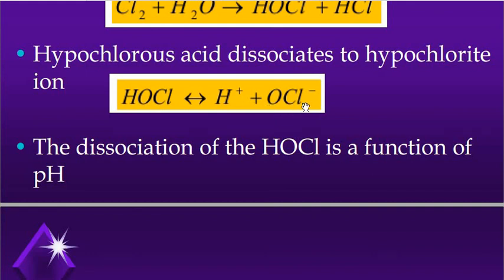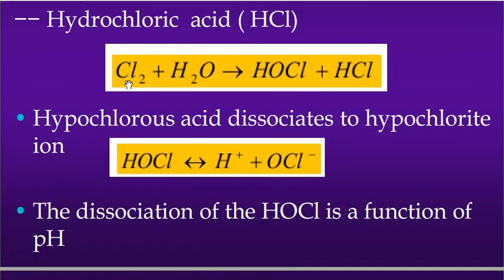But the hypochlorite ion comes from the bleaching powder, whereas hypochlorous acid is present when chlorine gas is added to the water. The difference between HOCl and OCl negative is that HOCl is 80 times more effective than the hypochlorite ion.